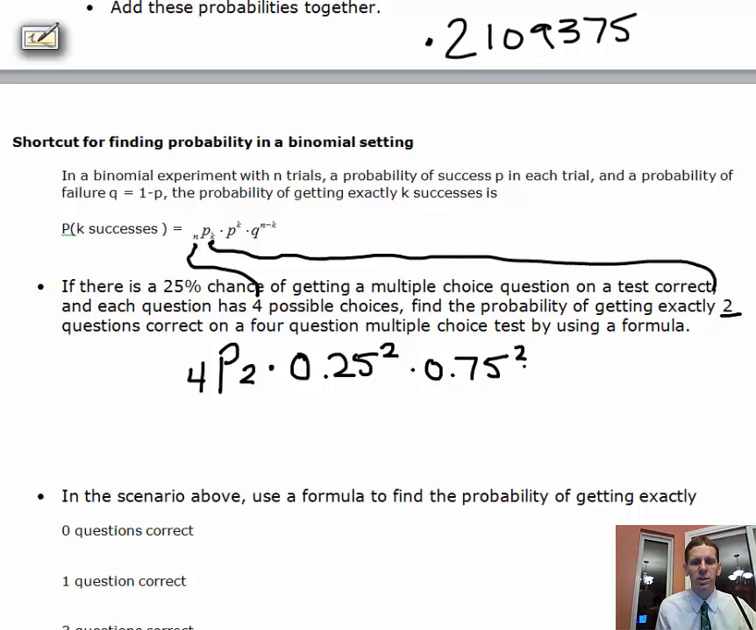So this 2 actually represents the number of problems you get wrong, and this is the number of problems you get right. You can use your calculator and crunch this out. Let's see what you come up with, and we'll talk about your answer in just a moment.